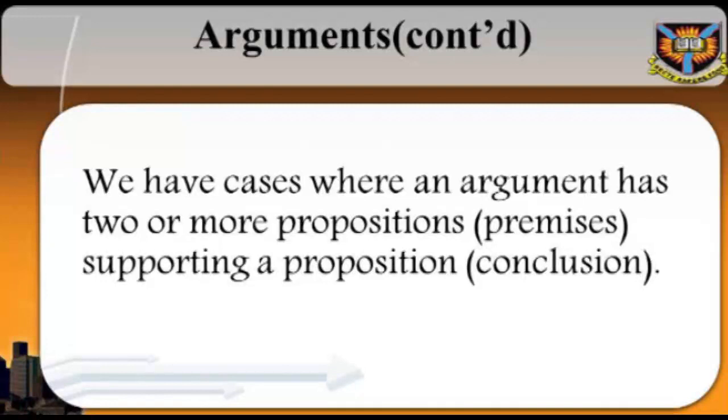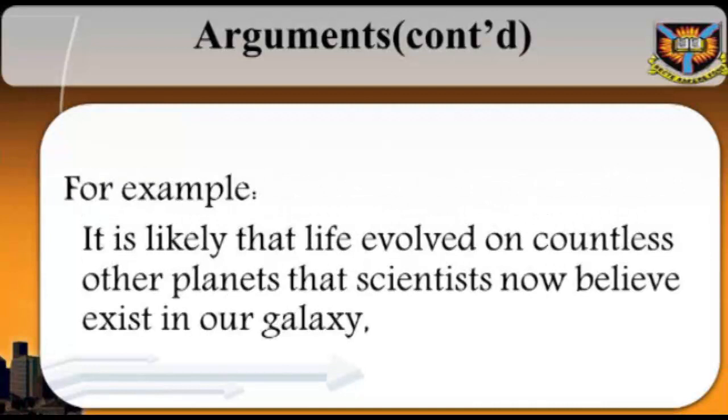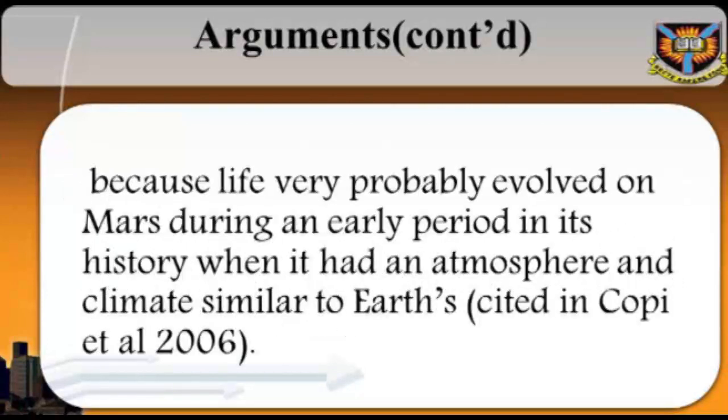Therefore, we should ensure that 1. An inference is drawn, and 2. A conclusion should be claimed to be true. For example, it is likely that life evolved on countless other planets than scientists now believe exist in our galaxy, because life very probably evolved on Mars during an early period in its history, when it had an atmosphere and climate similar to Earth. Cited in Copi et al., 2006.